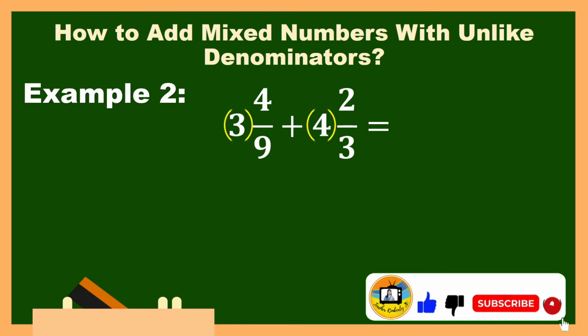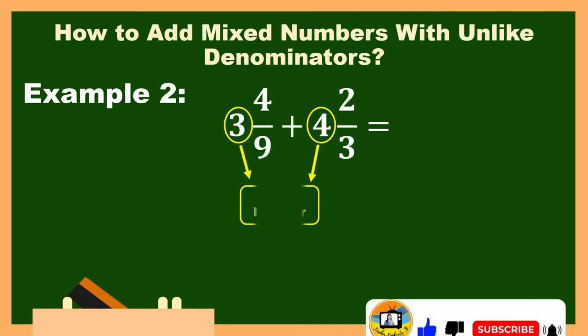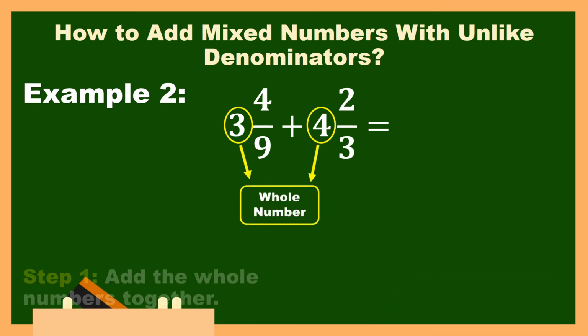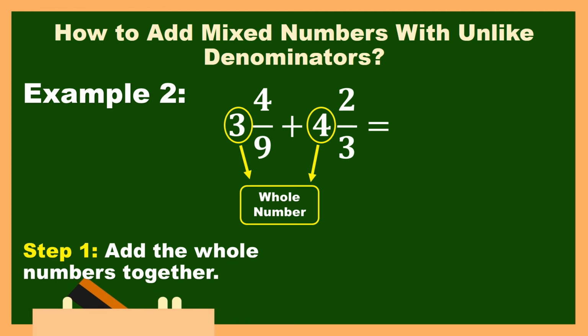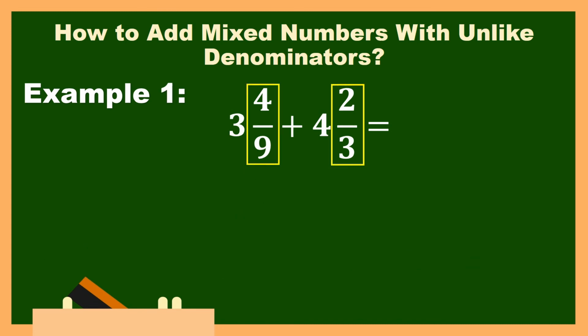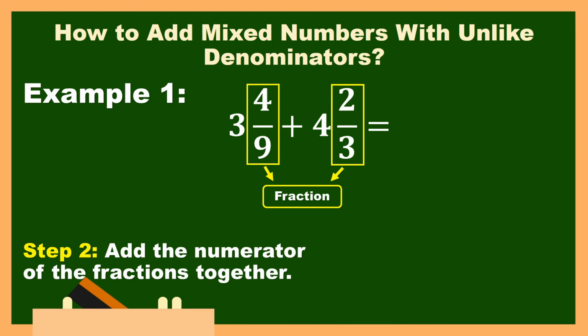So, ang ating whole numbers ay 4 and 3. In step 1, we need to add the whole numbers together. So, 3 plus 4 is equal to 7. And the proper fractions are 4/9 and 2/3. So, in step 2, we need to add the numerators of the fractions together. But, we cannot add directly because they are dissimilar fractions since they have dissimilar or different denominators.